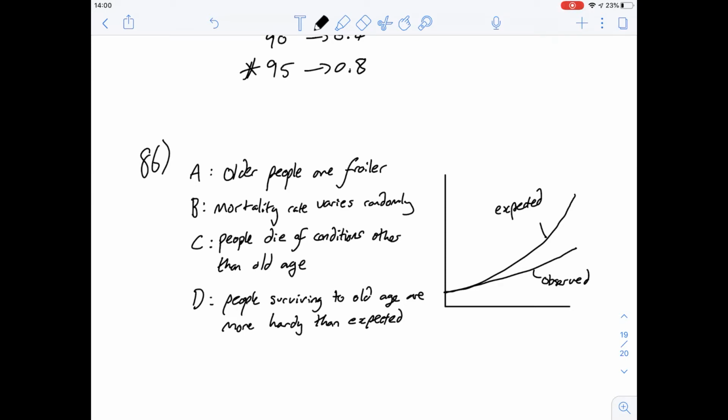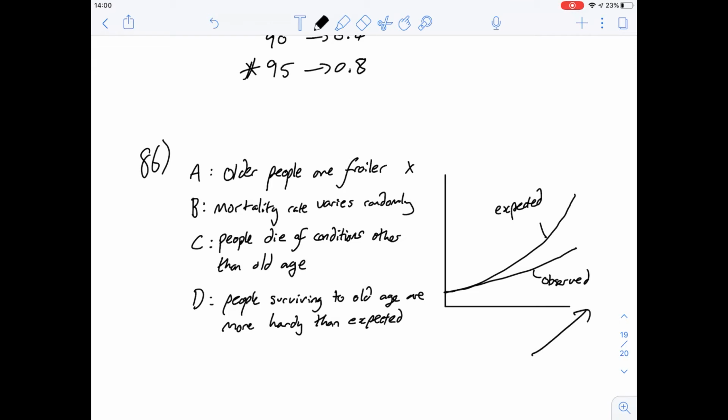So I've drawn the graph down here because 86 says which of the following helps explain why the observations differ from the expected figure. Okay, so let's go through all of these in turn. If it were the case that older people were frailer than expected, then we would actually observe a line going up in this direction. So that can't be it.